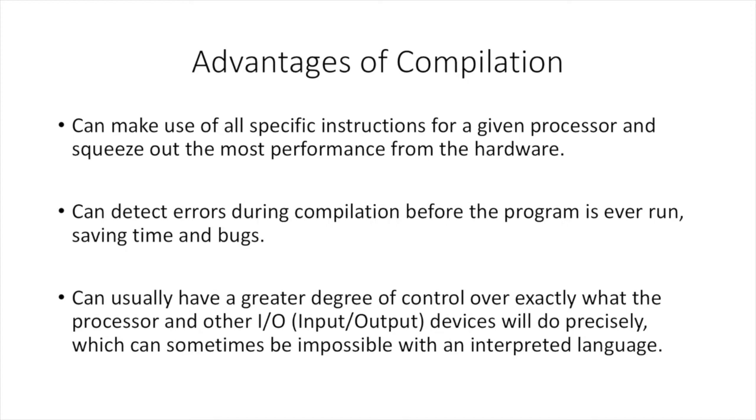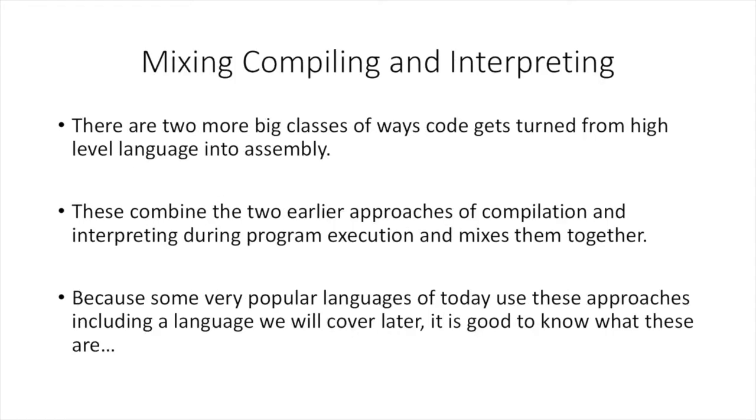This can be useful. And you usually have a greater degree of control over exactly what the processor and other input and output devices will do in compiled languages, which sometimes can't be done within interpreted languages, just because interpreted languages tend to omit a lot of the finer details. They are somewhat hiding a lot of the details so that your program can run on different OSs, for example, which is something that interpreters often do. So they will give you access to the file systems, to write files, for example, but they won't necessarily give you the very precise control and access that you need for the particular operating system that you're running on or something like that.